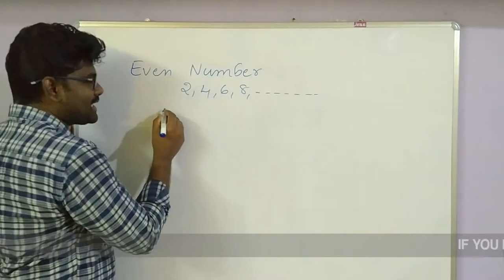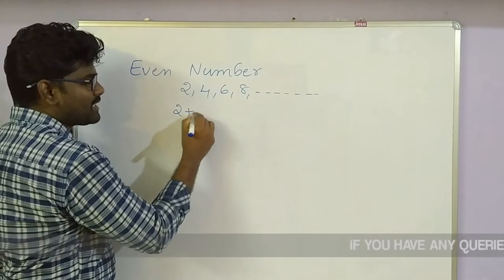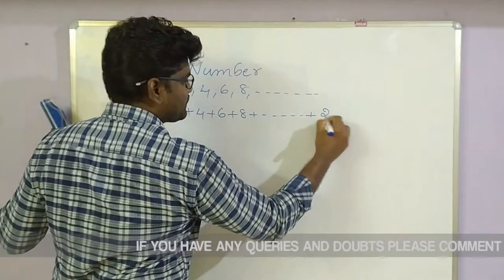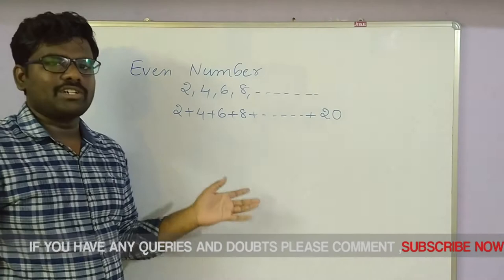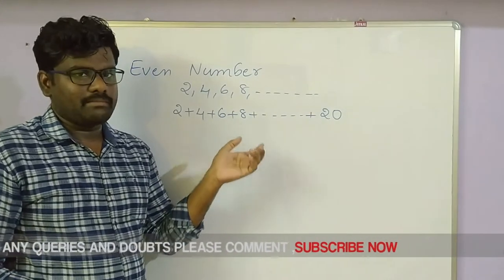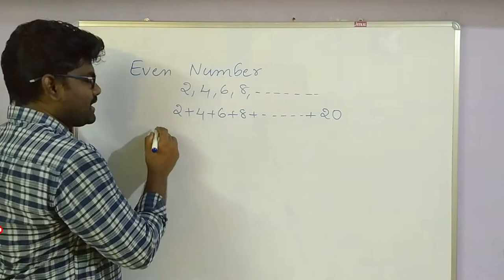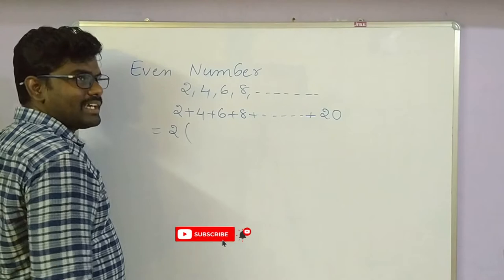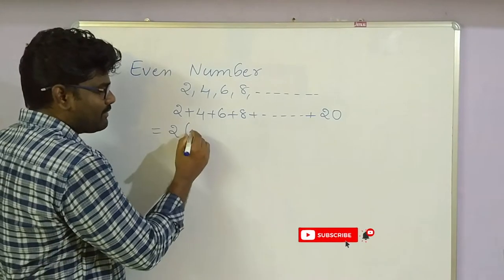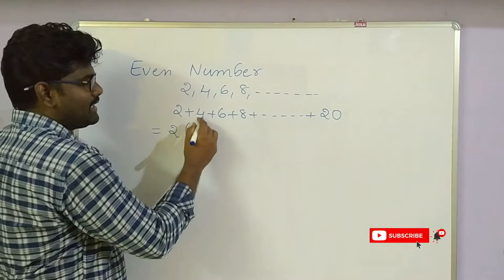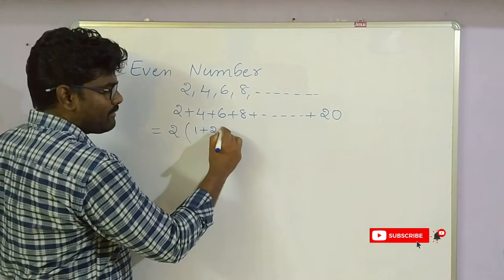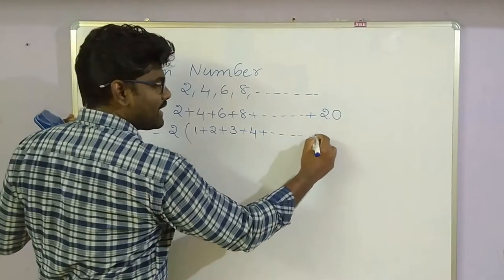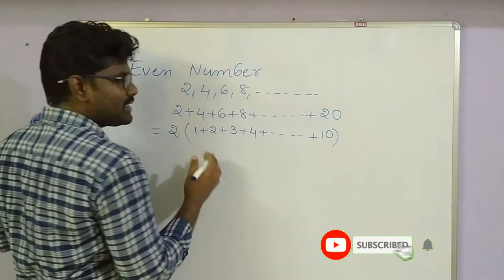Now a question is given like this: 2 plus 4 plus 6 plus 8 plus and so on up to 20. Generally, doing it will take some more time. With a procedure, we take 2 common from all the numbers. Taking 2 common, the first becomes 1, then 2, then 3, then 4, and so on, and here it is 10.